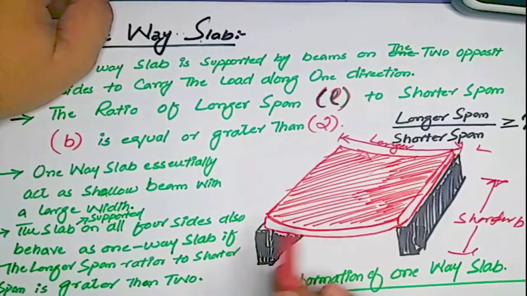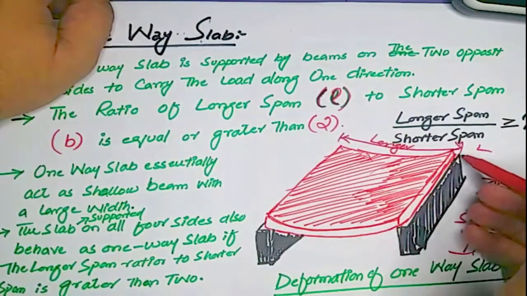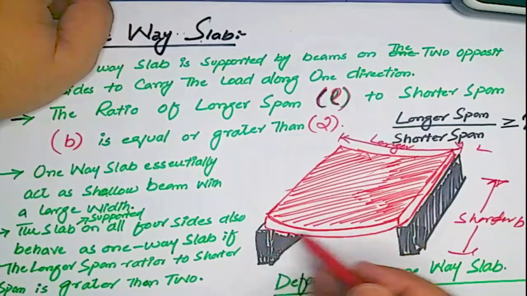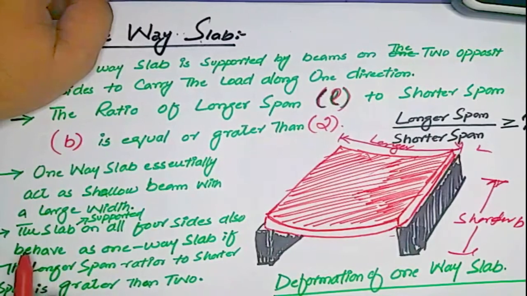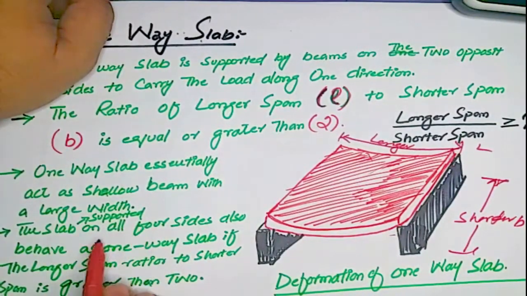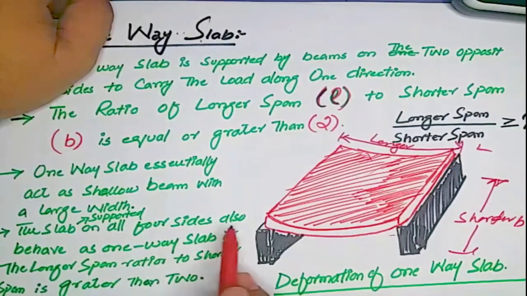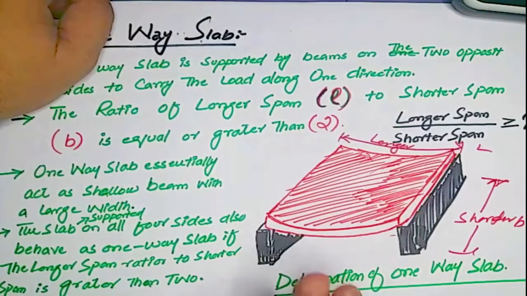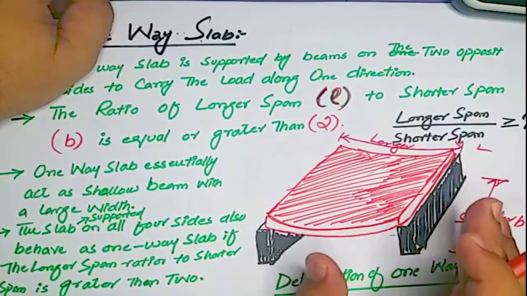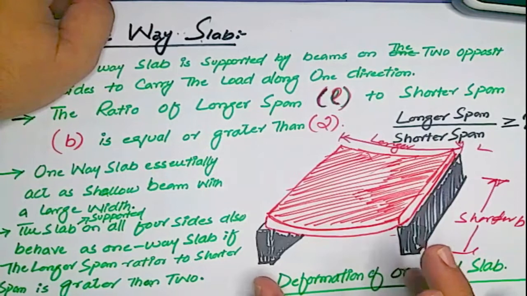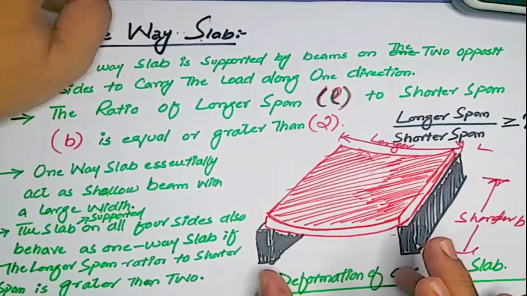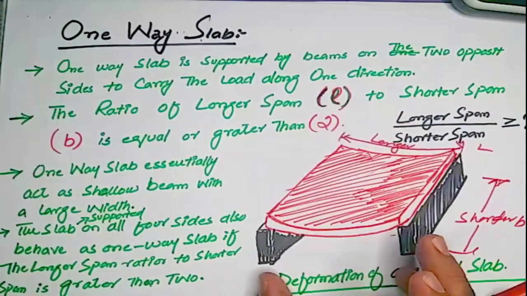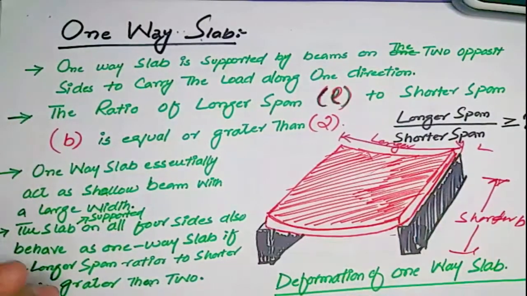A one-way slab essentially acts as a shallow beam. This is a shallow beam with a large width. Let's suppose this is the width of the beam and this is the length of the beam. A slab supported on all four sides also behaves as a one-way slab if the ratio of the larger span to the shorter span is greater than or equal to 2. This is called a one-way slab.